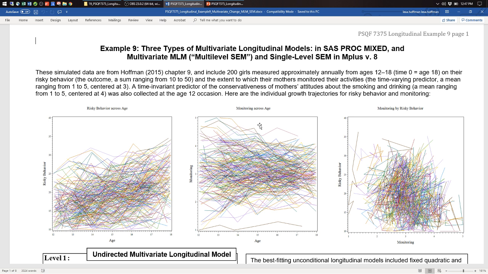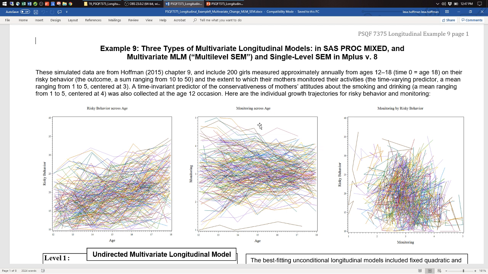And because I've measured each over time, I can show the trajectories between the two as well. So in this last plot on the right, the x-axis is time-varying monitoring. The y-axis is time-varying risky behavior. So if you had to try and guess what the relationships are based on this picture, what does this look like? Kind of looks like a spider web or something, but you can sort of see a general negative tendency, right? So as monitoring increases, risky behavior looks like it's lower?